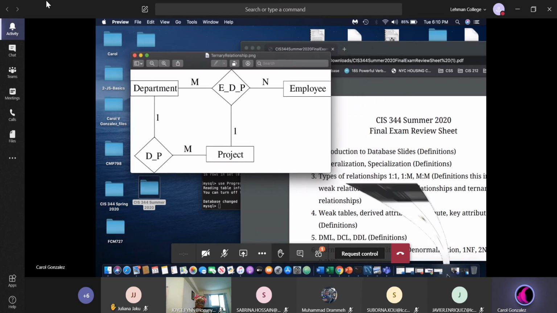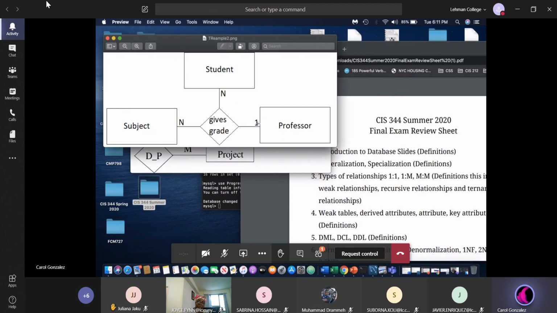Another example of a ternary relationship, for example, myself included, a professor. Of course, I give grades and I teach a particular subject. So a professor can give many students a grade. That's going to happen for me in about 3 days. And a particular professor like myself can also teach many subjects, as many subjects could be taught by a particular professor.